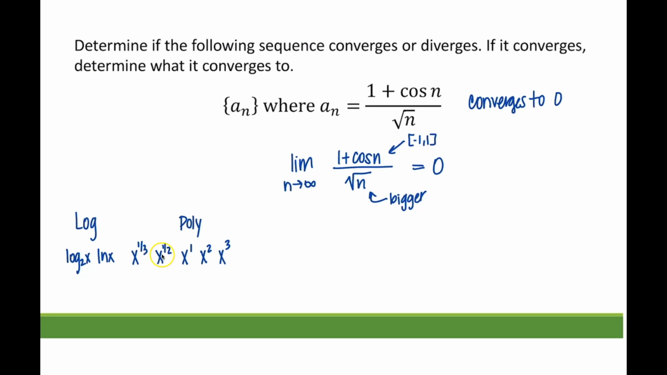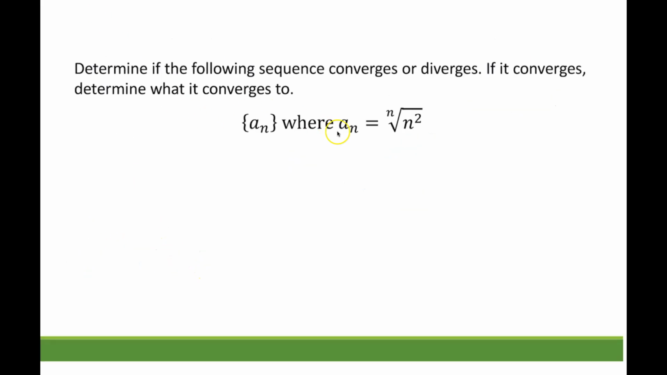So that those root functions do fall in between the logarithms and polynomials. Now here we have a general term a sub n equals the nth root of n squared. So we want to think about this as n to the 2 over n. Now if we set up the limit as n approaches infinity of n to the 2 over n, well, 2 over n as n approaches infinity is 0.